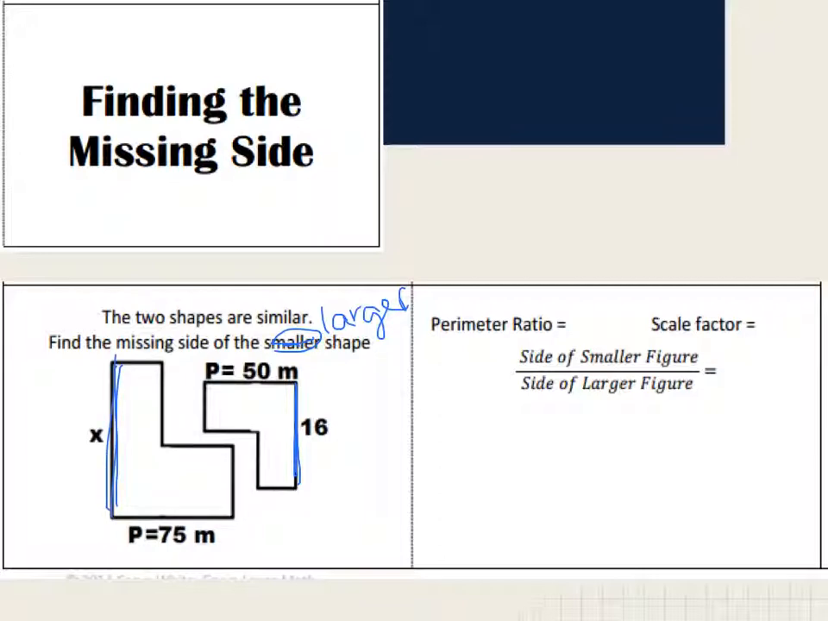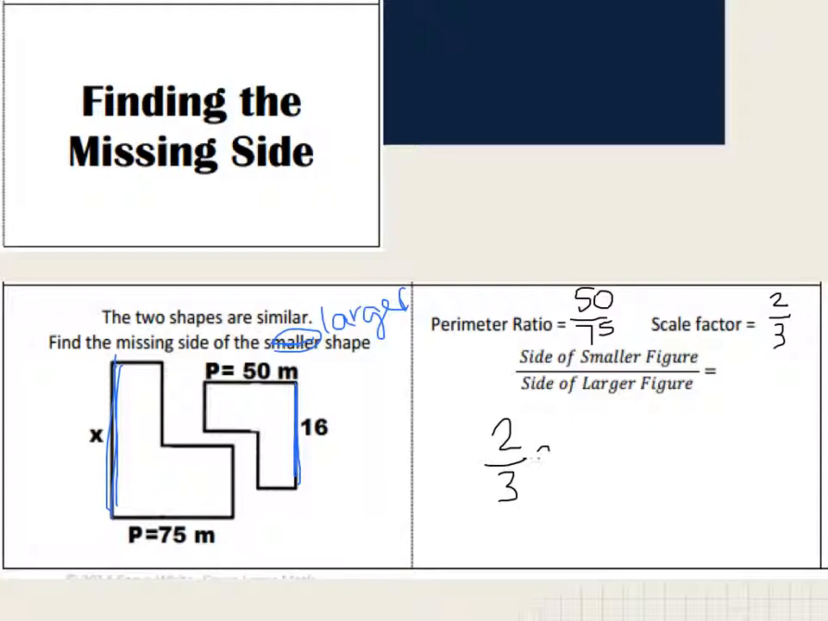We're going to find the ratio of our perimeters. We started with the large one and we shrank it to the smaller one. So for our perimeter ratio, in the numerator we're going to have the perimeter of our smaller one, which is 50, and the perimeter of the larger figure, which is 75. 50 over 75 reduces to a scale factor of 2/3. If our scale factor is 2/3, that means that our shape was shrinking.